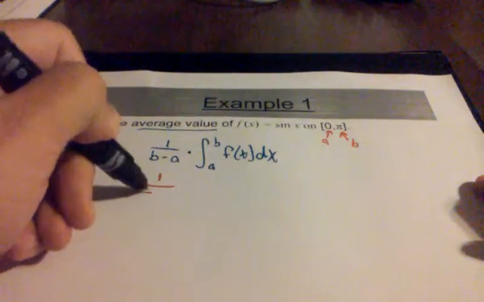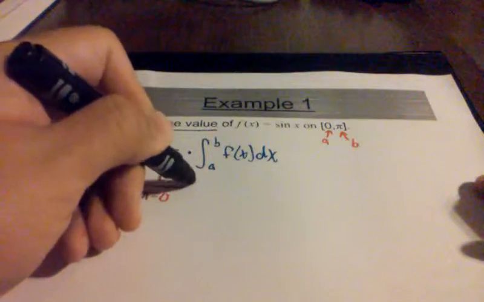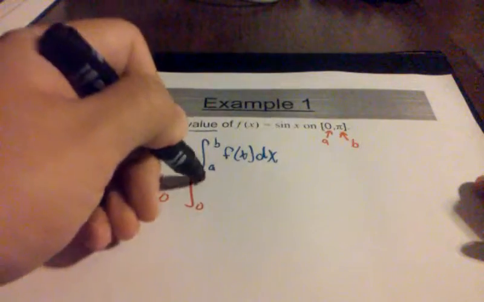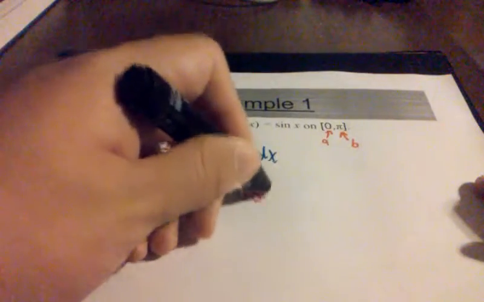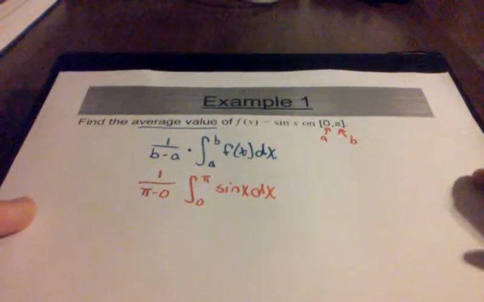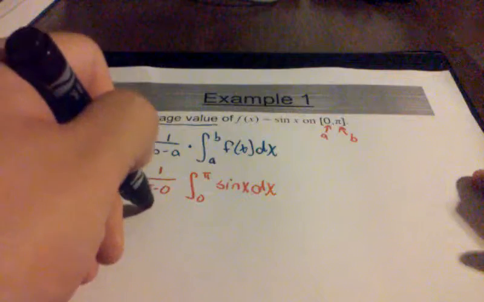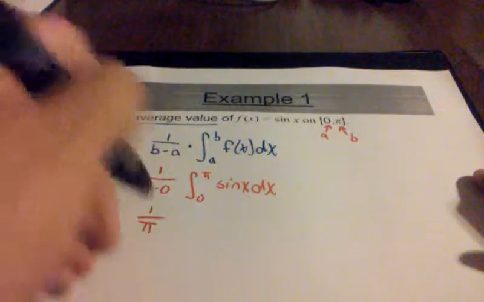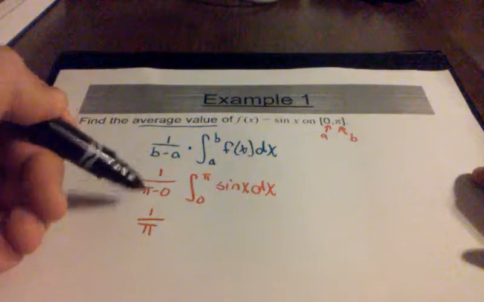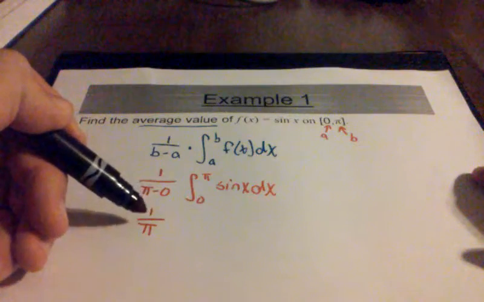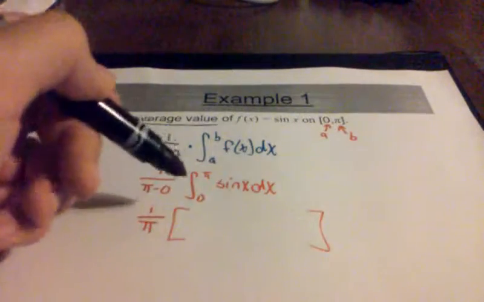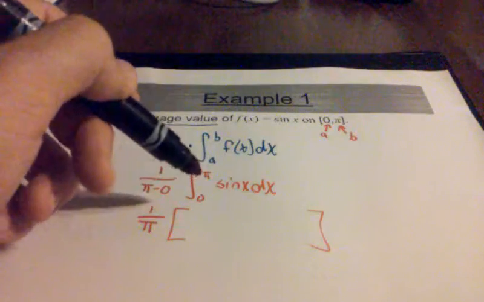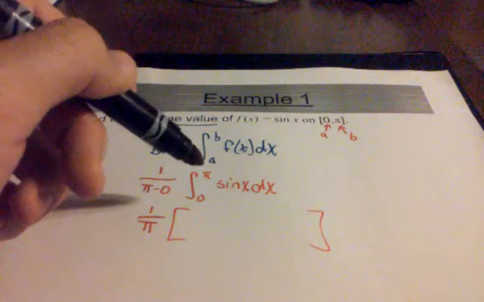So I'm going to have 1 over pi minus 0 times the integral from 0 to pi of my function, which in this case is sine of x dx. I know that pi minus 0 is just pi, so I'm just going to write that as pi. And I'm going to tackle this that's outside the integral at the very last. What I want to do now is focus on the definite integral of sine of x dx from 0 to pi. Now remember, use the fundamental theorem of calculus here.